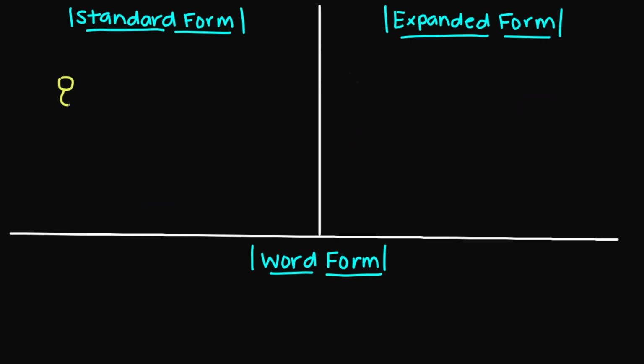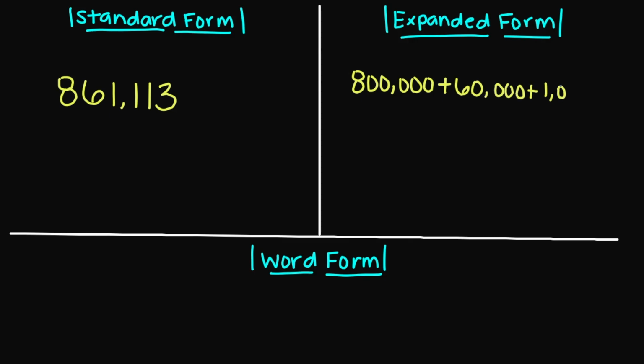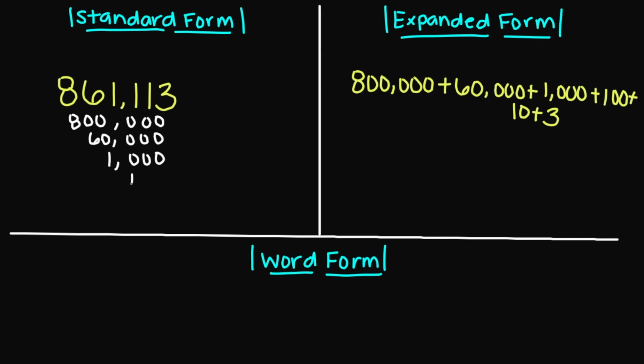What if your standard form is 861,113? Your expanded form is going to be 800,000 plus 60,000 plus 1,000 plus 100 plus 10 and then plus 3. This is your expanded form here. And if you needed assistance, it's going to be just like this, 800,000 plus 60,000. Keep going down, 1,000, 100, 10, and then 3 here. This is your expanded form, which is what we have here.